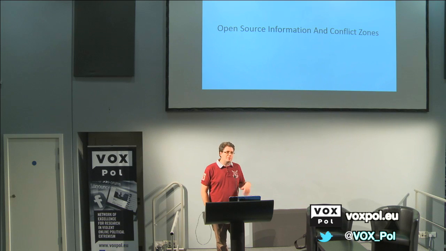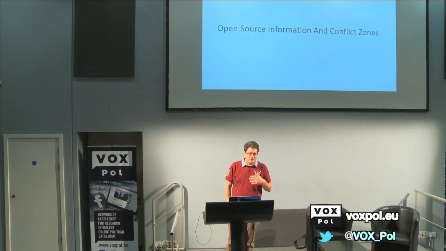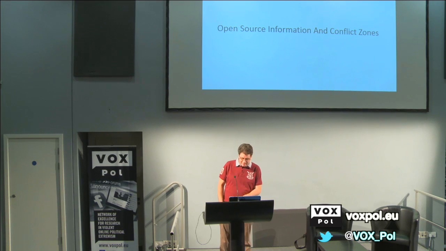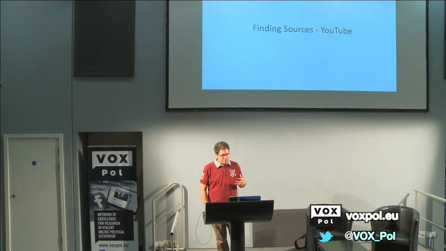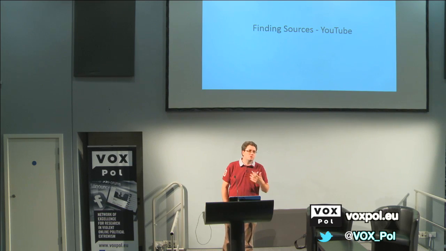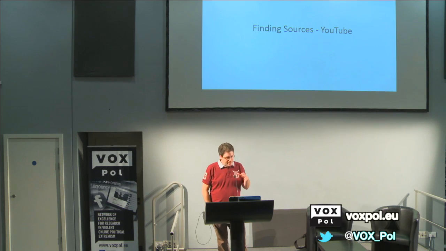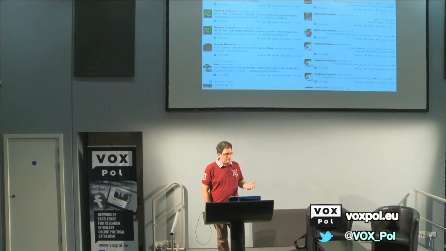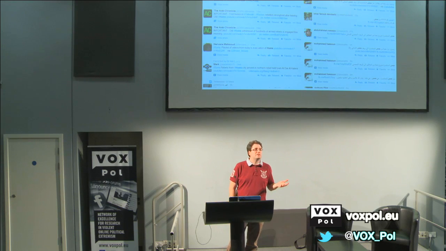What I'm going to look at is open source information and conflict zones. And one thing that is often overlooked, but is actually quite important, is finding the sources in the first place. So I'm just going to quickly look at how you might find sources from YouTube, for example. Something that's very simple is you can simply look at what's being posted on Twitter, for example.